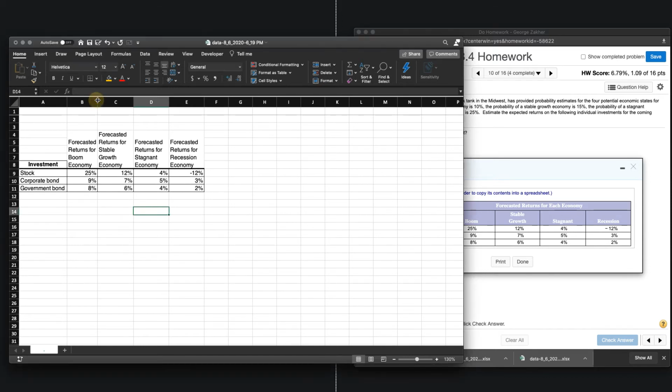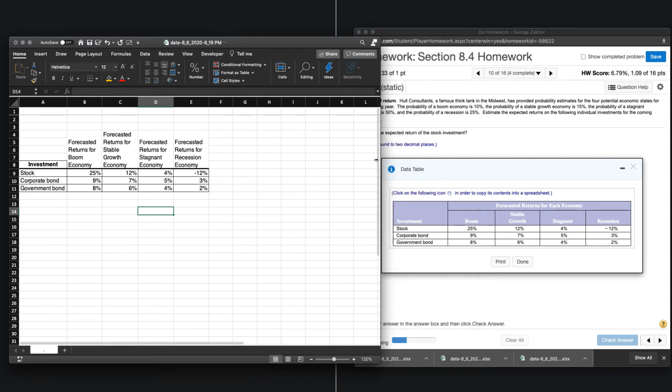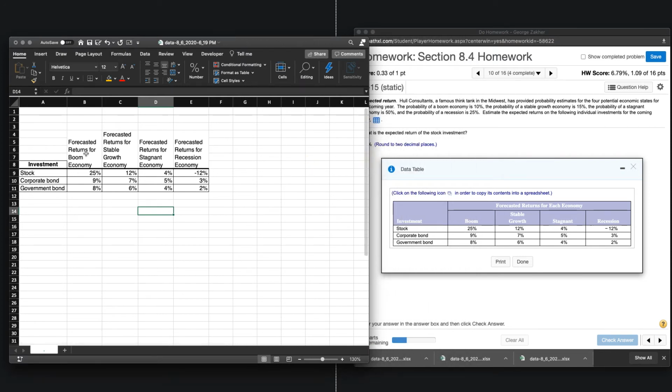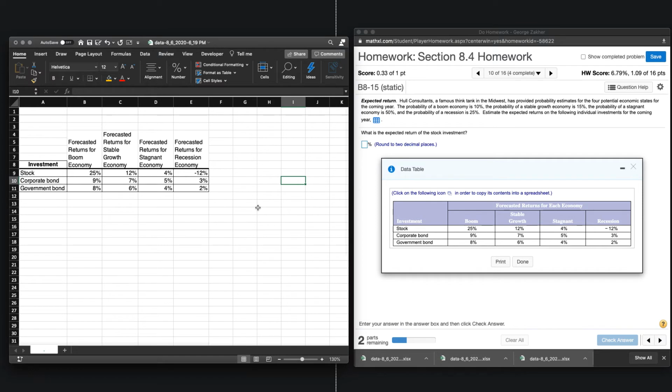So I just formatted a little bit. So you can see here we have the three different types of investments. And based off of the type of economy that we are forecasting, we can see the return on our investments. Now, the next piece of information we need to consider is the probability of a boom economy, okay? And that's been given to us in the question, so we need to add that so we can finally figure out our expected payoff.